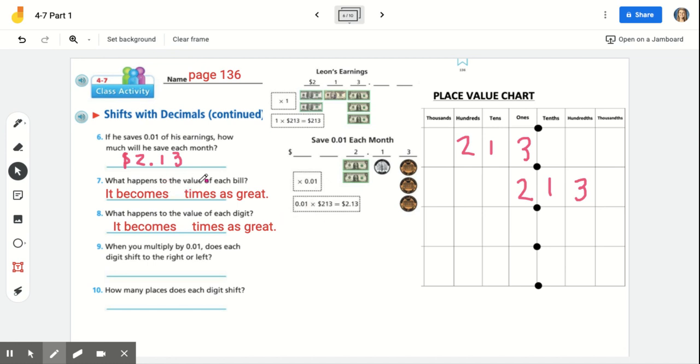What happens to the value of each bill? Well, is he saving more or less than $213 a month? He's saving much less, so our answer is going to be less than 1 here. We're going to have a fraction or a decimal here.